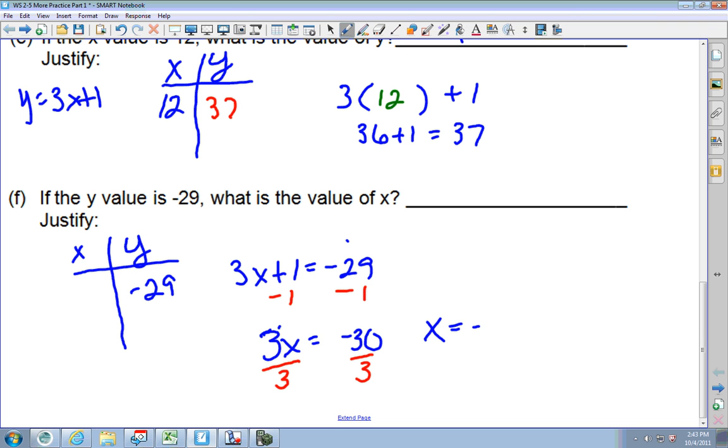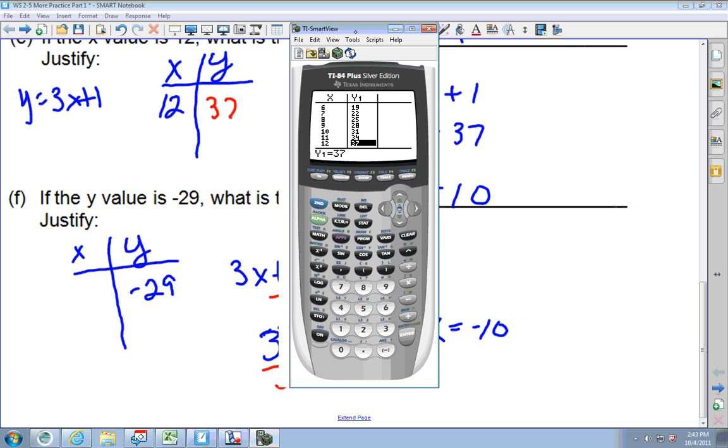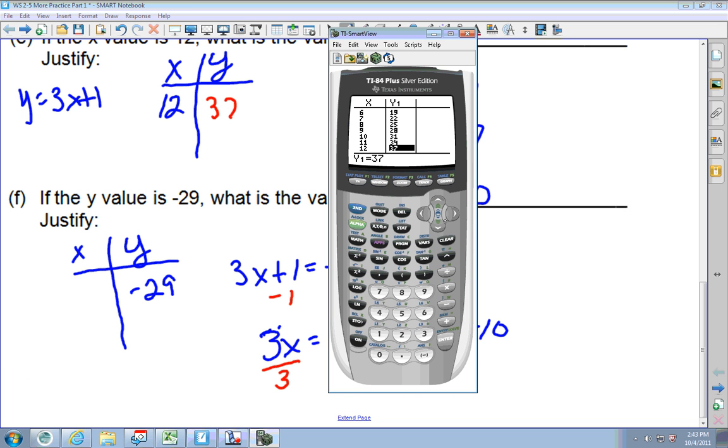X equals negative 10. So I think my answer is negative 10. You can do it this way or go in the calculator. And you go up here and look to see where y is negative 29. Oh, I can't go up in the y column.